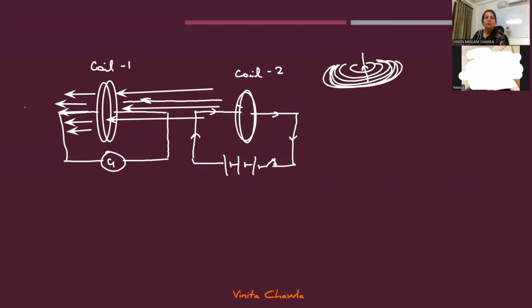Now, because this is a source of DC, we have no AC supply here. We have connected it to a battery. So a constant value of current is flowing in the circuit, let's say 10 ampere.